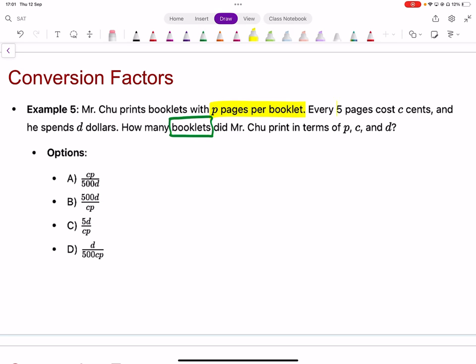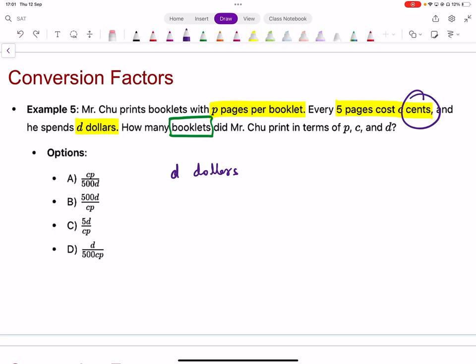Every 5 pages cost C cents. That's another conversion factor. 5 pages, C cents. And he spends D dollars. That's a constraint that you're given. The starting point, this is where you start from, D dollars. Right? Let's write that down. D dollars. Now, first of all, the other information is in cents.